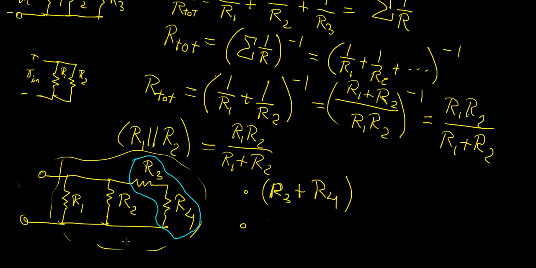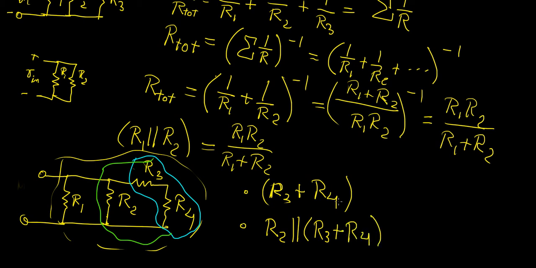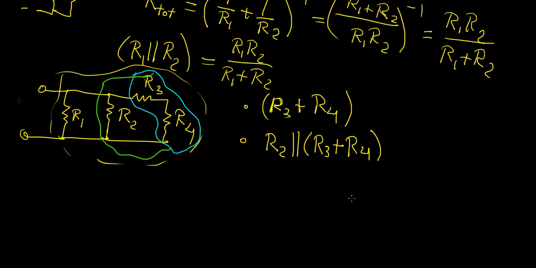So the equivalent resistance for this whole section here, which is the green one, is going to be as follows. So we're going to have R2 in parallel with R3 and R4. Okay, so that's essentially what we're going to have. And then the last one is going to be R1 including this. R1 is in parallel with this total resistance over here. So R1 in parallel with R2, which is in itself parallel to R3 plus R4.